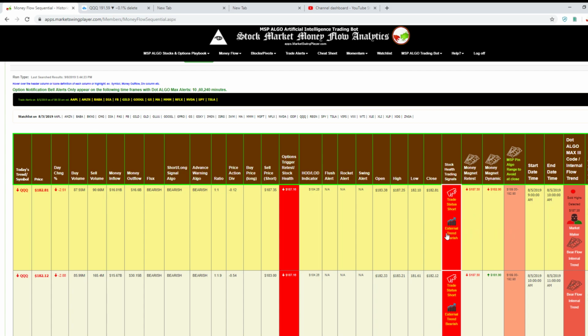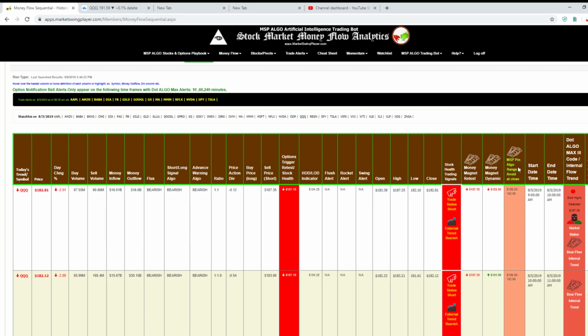Now we also have the external trend. So the external trend is normally what the market's reflecting. If somebody looks at the market, they'll say, oh, it's bearish because it's pulling back. Okay. Money magnet retest prices is an algorithm to analyze price action to determine future price action.